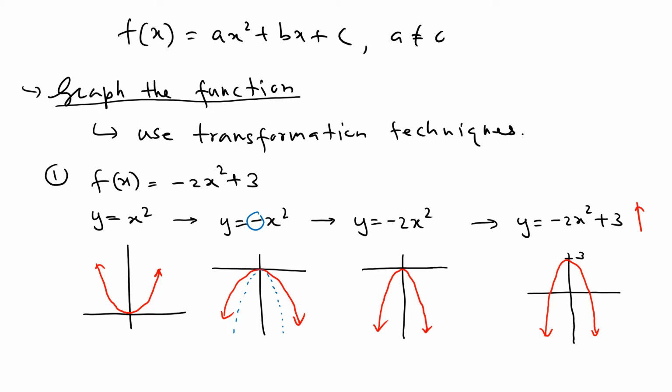The reason is we really don't know where the turning point is. In this case we know, but in general we don't know where the turning point is. So that means if you just plot points, we might miss the turning point and we get a wrong graph. So it's a good idea to use the transformation unless you really know the turning point.